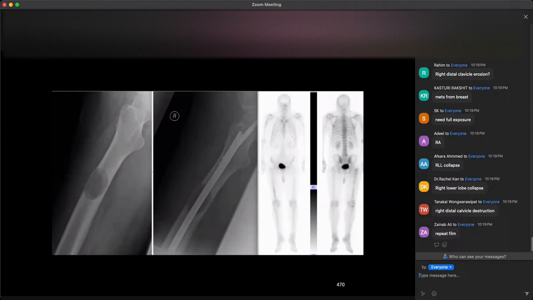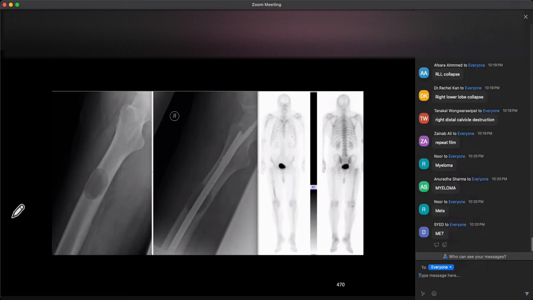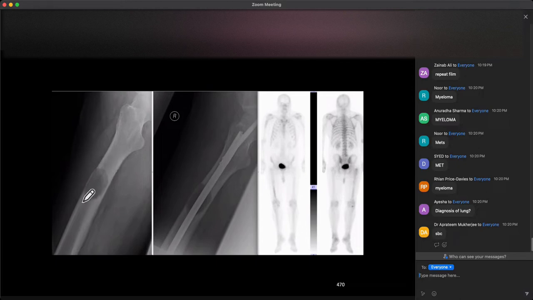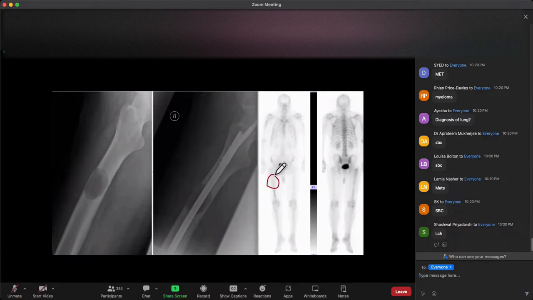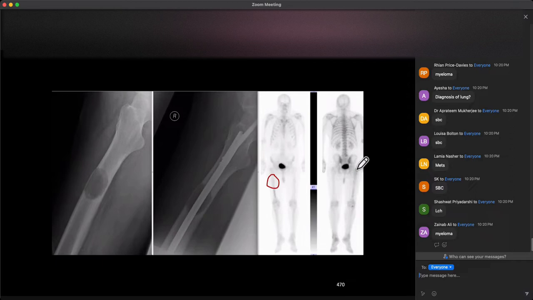Okay, what's going on here? Got a lytic lesion which has been prophylactically pinned with an intramedullary nail. So what do you think? So it looks like an aggressive lesion. It's been prophylactically pinned, which is kind of circumstantial evidence that this is a malignant lesion, but it's not very hot on the bone scan. And in fact, it's not hot at all, it's cold. The increased tracer activity here is because of the intramedullary nail.